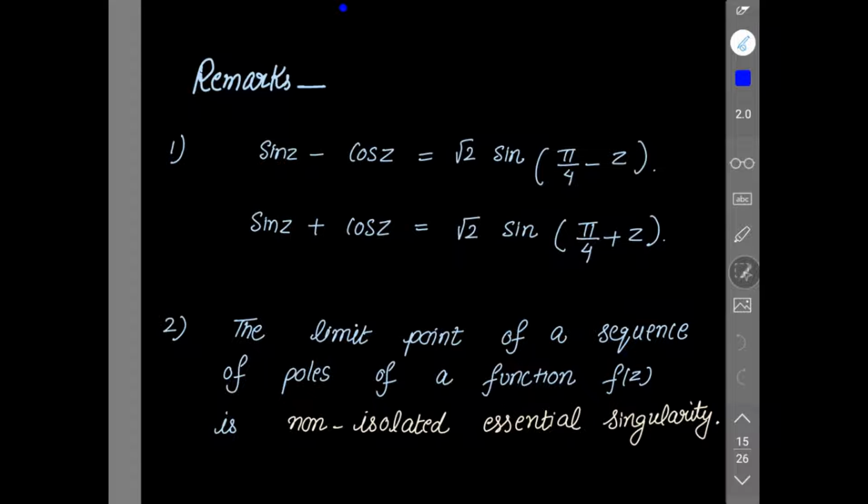Second, this is a very important one. The limit point of a sequence of poles of a function f(z) is a non-isolated essential singularity. We have already done the proof of this theorem in the earlier videos. You can check that out.